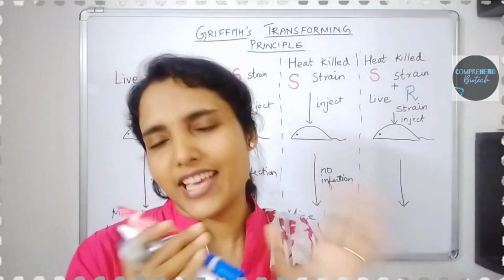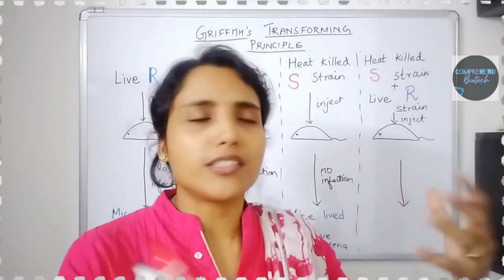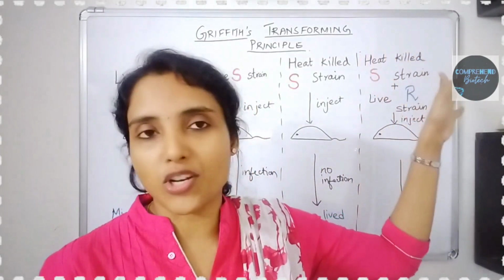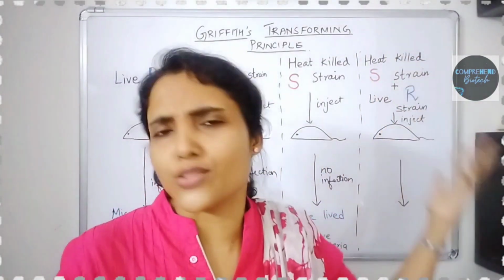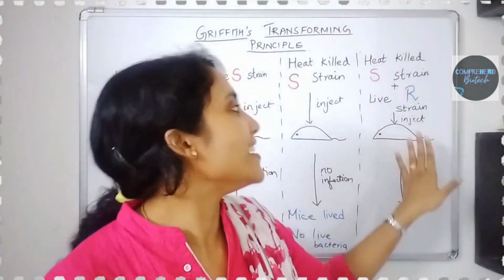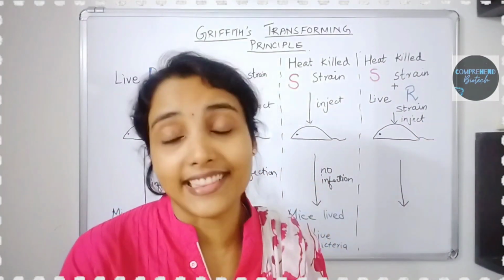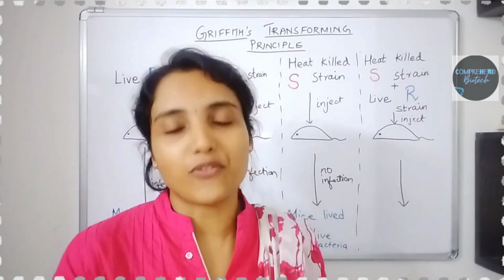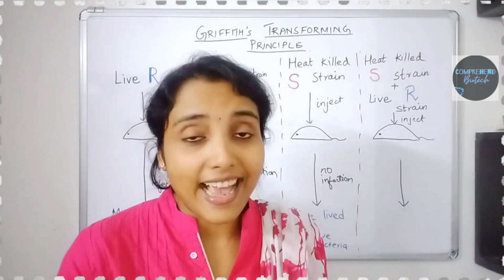Again, Griffith being very intelligent, he was expecting what? Heat killed S strain does not cause infection, live R strain does not cause infection. Of course, his mice should be alive and healthy. It should not get any kind of pneumonia. So, did he actually observe that?